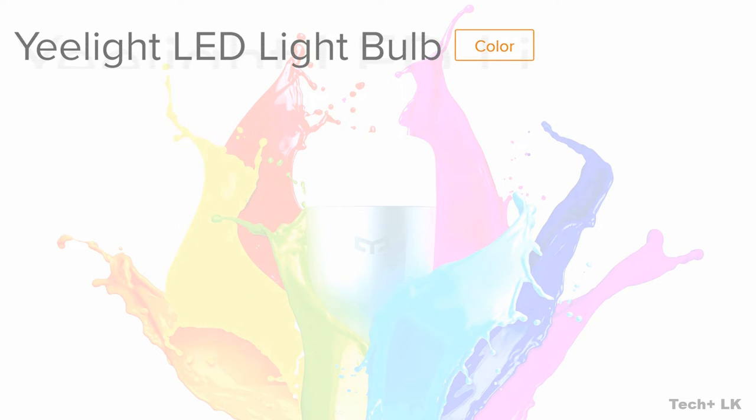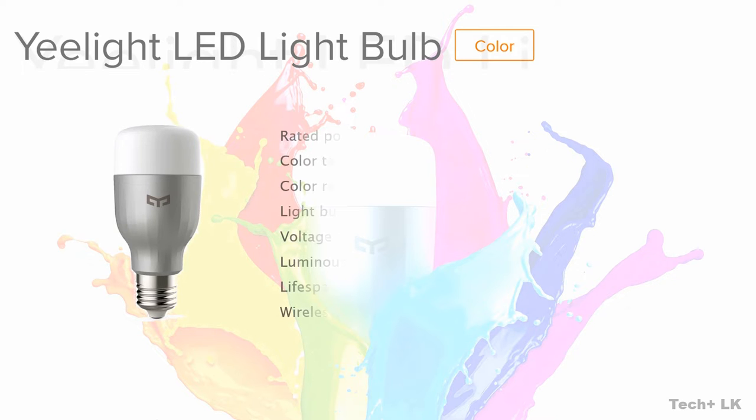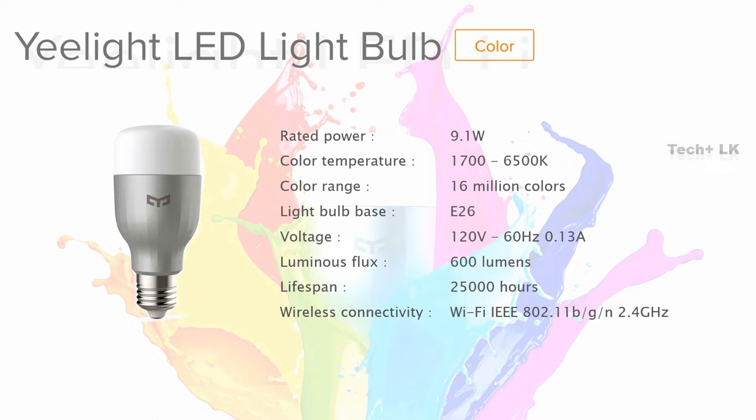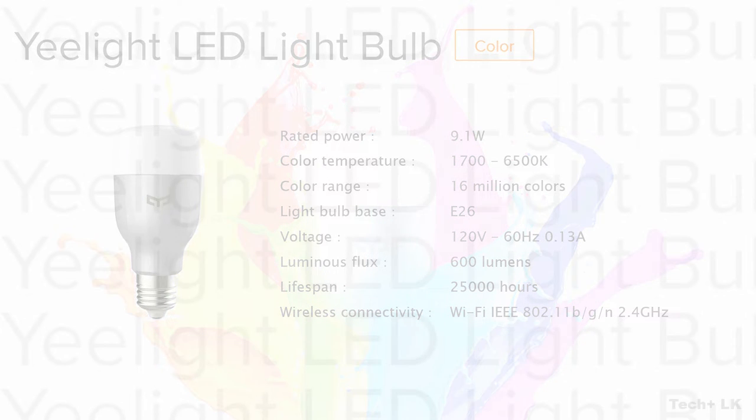Yeelight is a brand which has various lighting devices in its key product portfolio. Here I am presenting you the Yeelight LED color bulb, which has the capability to connect to an internal network or Wi-Fi. This is a special LED bulb having 16 million colors with a 1700 to 6500 Kelvin color temperature, and the bulb has an output power of 9 watts, 600 lumens brightness and approximately a 25,000 hour lifespan.